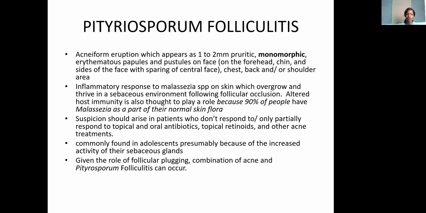And this condition is thought to arise as a result of an inflammatory response to Malassezia species on the skin, which overgrow and thrive in the sebaceous environment. And of course, it is commonly found in the adolescent group due to an increased activity of the sebaceous glands. Now, this condition may also overlap with acne. So you may find a patient who has both Pityrosporum folliculitis and acne, because both of them are associated with follicular plugging.